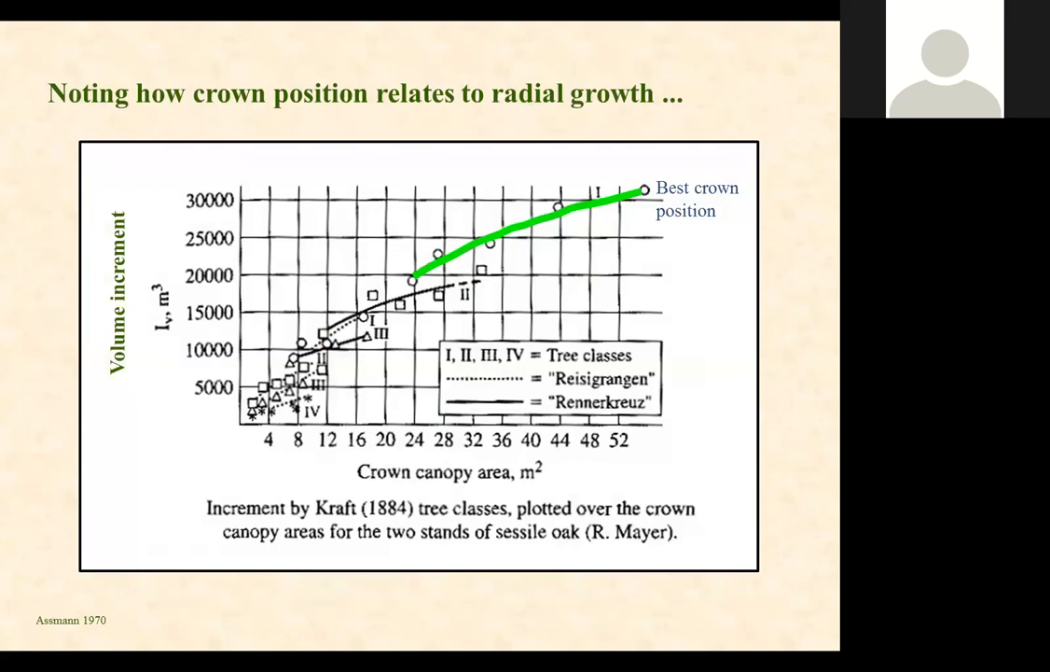So the best trees of the best crown position are shown in green, and those are at the top. And as you move down from the upper line to the next, to the next, to the next, you're moving from the dominants to the co-dominants, the intermediates, the overtopped, to whatever these other classes are. And you notice that the trees that are producing the most are the ones with the largest crowns, and they happen to be in the upper canopy positions, the dominants and upper co-dominants.